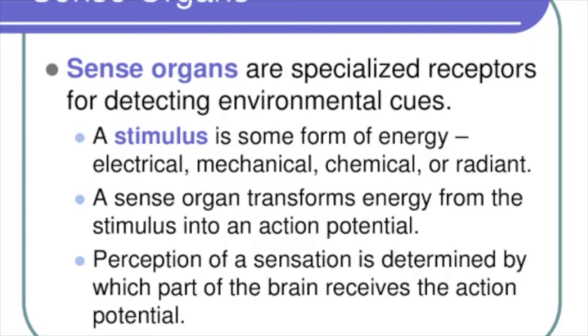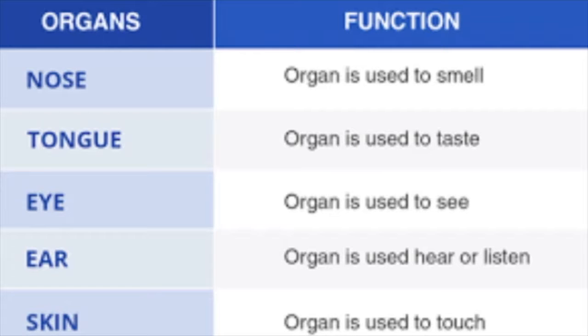Sense organs transform energy from the stimuli into a nerve action potential. Perception of a sensation is determined by which part of the brain receives the action potential. For example, the eye responds to light, the ears respond to vibrations, and touch responds to pressure receptors.